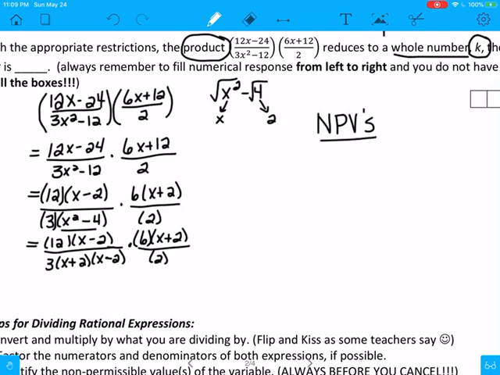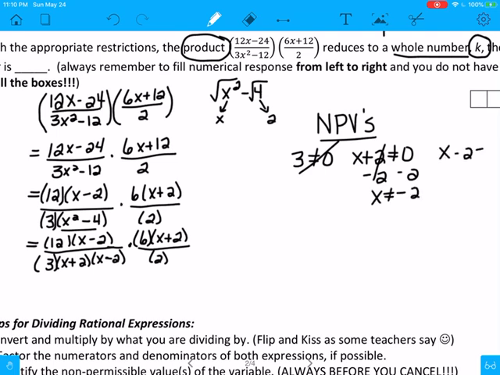because that's the rule. So we have 3 cannot equal 0, which is true, but not an NPV. X plus 2 cannot equal 0. Subtract 2. X cannot equal negative 2. X minus 2 cannot equal 0. Add 2. X cannot equal 2. And then we have 2 cannot equal 0, which is true, but not a non-permissible value. So these are the only NPVs.